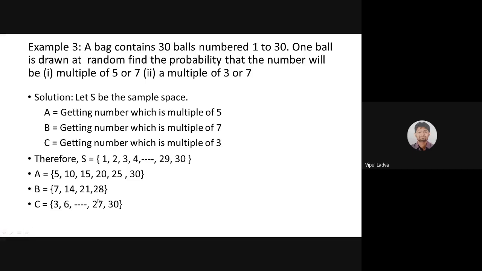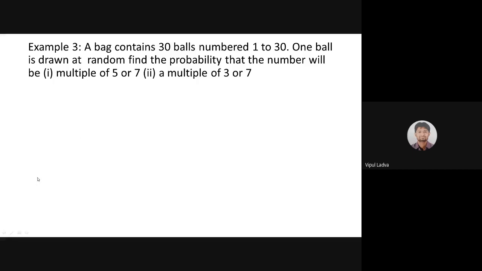Now, before moving further, you can clearly observe that the intersection of A and B will be a null set. None of the elements is common in set A and set B, while the intersection of B and C will have one element, that is 21. 21 is present in set B, and 21 is also present in set C, because 21 is a multiple of 3. So when I'm finding B union C, I need to take care. If I'm looking for A union B, it will be totally fine to add both these probabilities. Let's go for that.